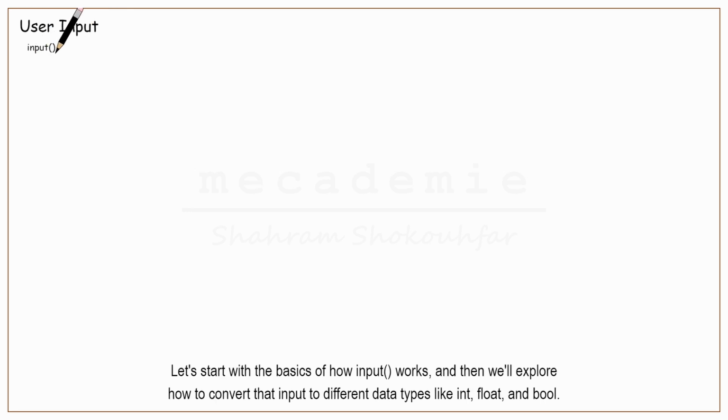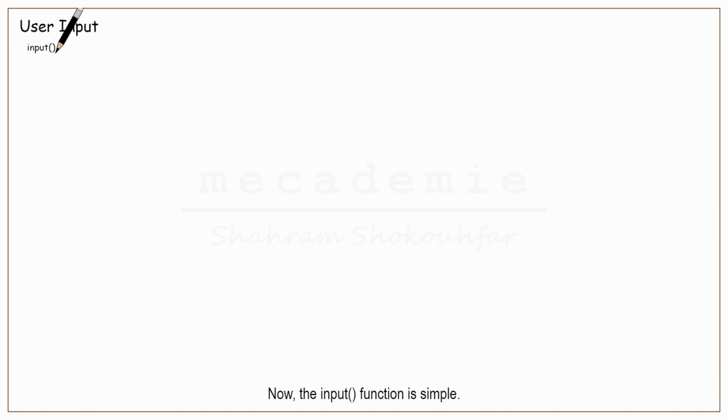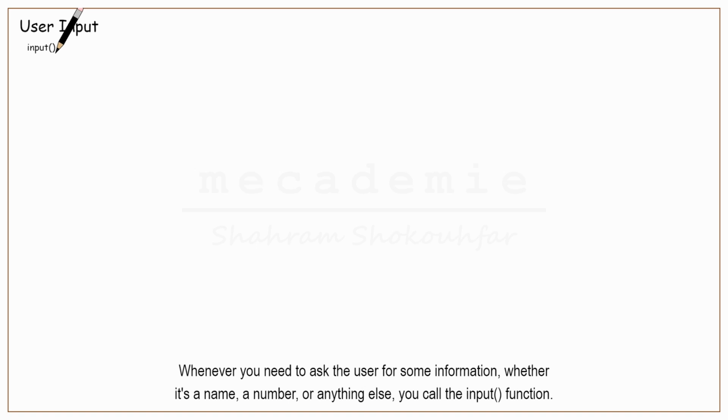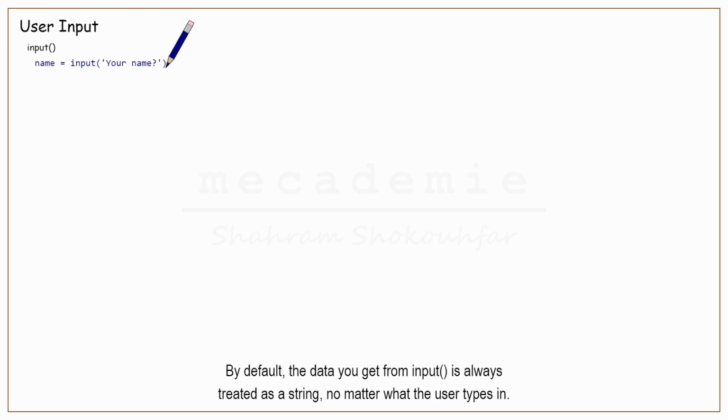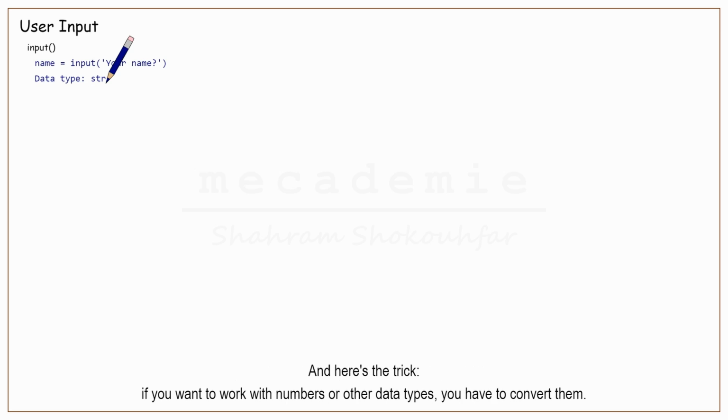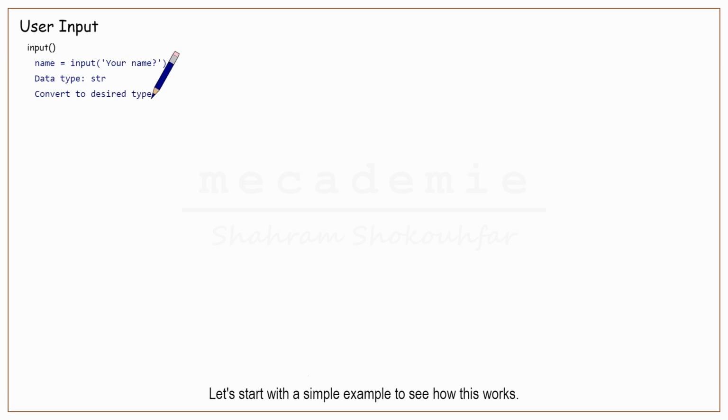Let's start with the basics of how input works, and then we'll explore how to convert that input to different data types like int, float, and bool. Now, the input function is simple. Whenever you need to ask the user for some information, whether it's a name, a number, or anything else, you call the input function. By default, the data you get from input is always treated as a string, no matter what the user types in. And here's the trick. If you want to work with numbers or other data types, you have to convert them. Let's start with a simple example to see how this works.